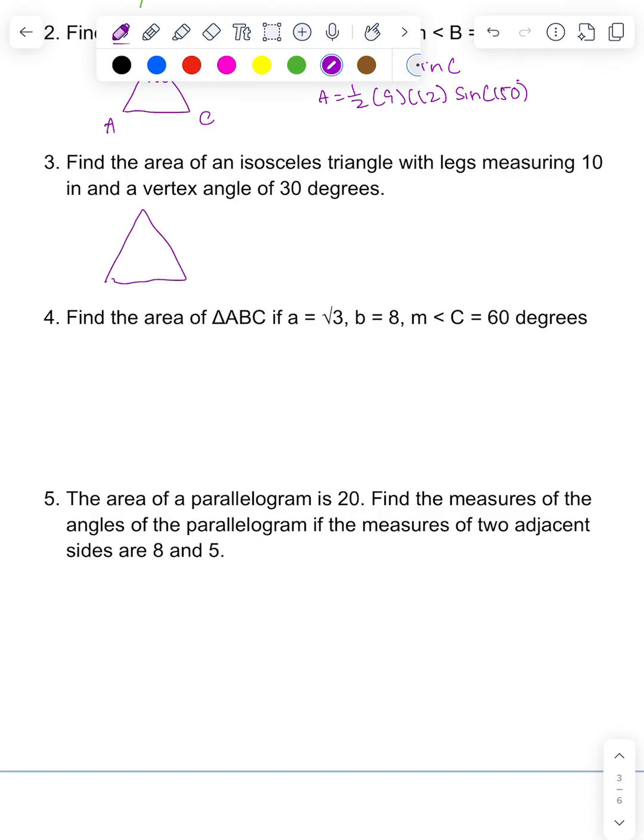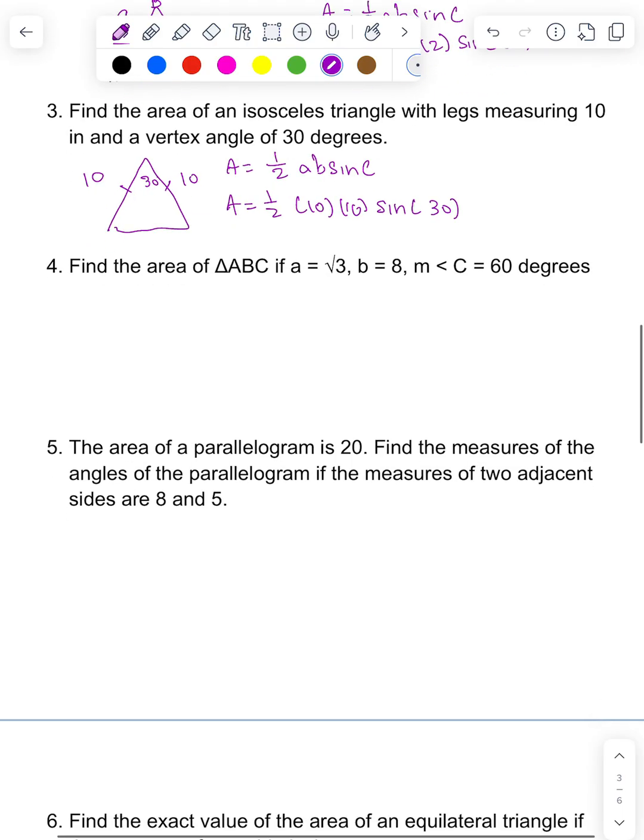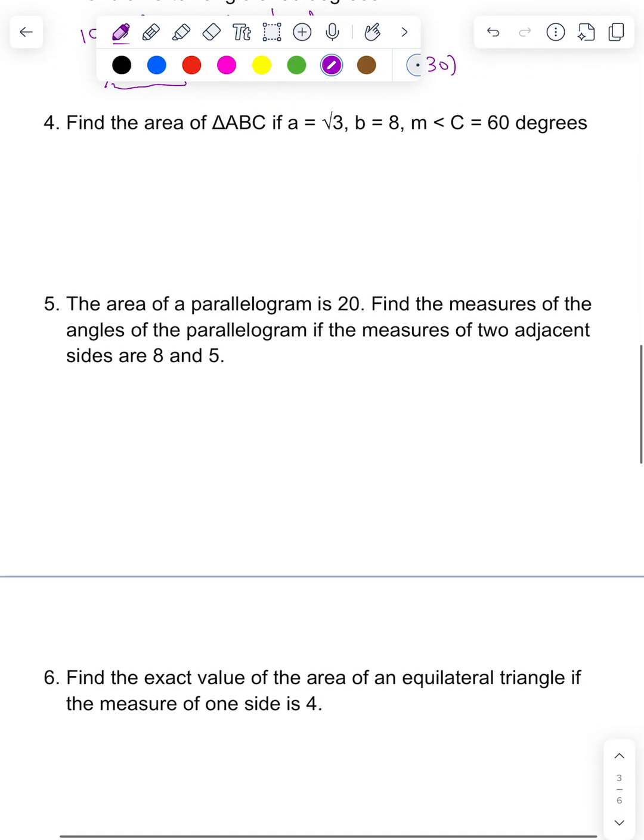We have an isosceles triangle and a vertex angle of 30 degrees. Perfect setup for our new area of a triangle formula because we have two sides next to each other and the sine of the angle in between. Once again, you can type this into the calculator, 10 times 10 times sine of 30. Moving along.